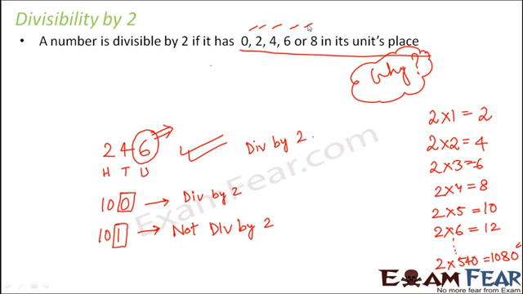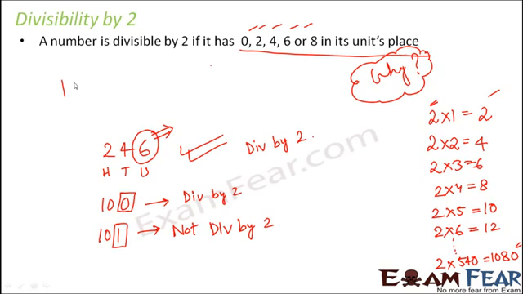Now since every multiple of 2 has 0, 2, 4, 6 or 8 in its units place, what does it mean? Every multiple of 2 is exactly divisible by 2. That is why it is a multiple of 2. Right? So that means whenever we are looking at a number which has 0, 2, 4, 6 or 8 in its units place, that number is basically a multiple of 2.